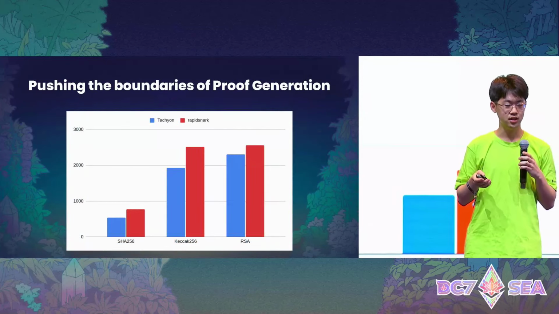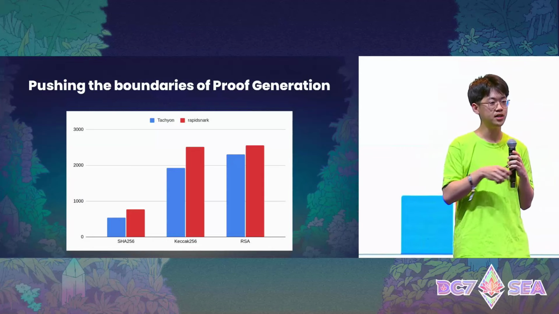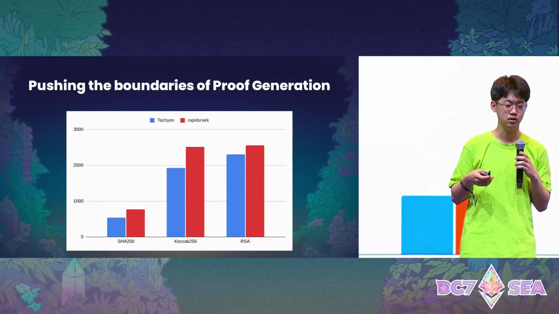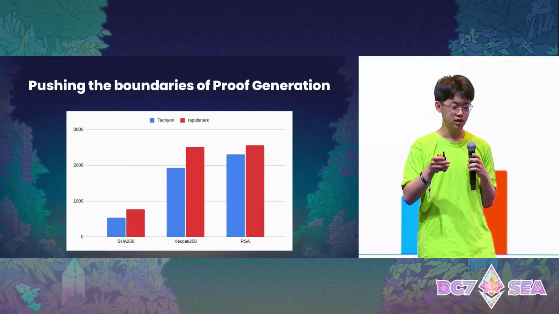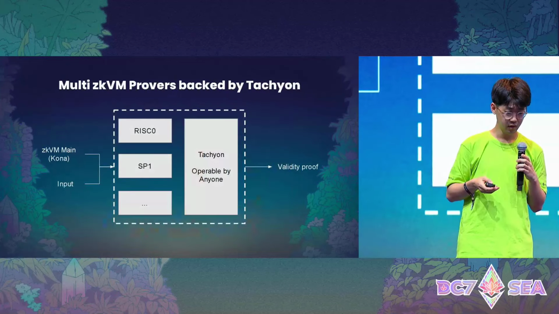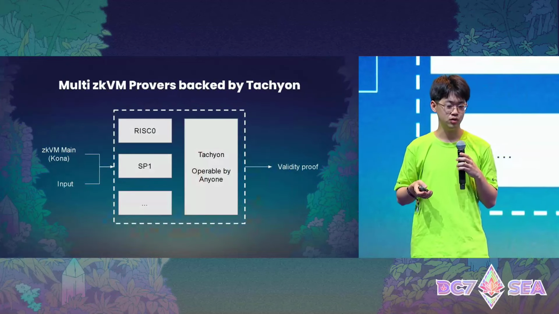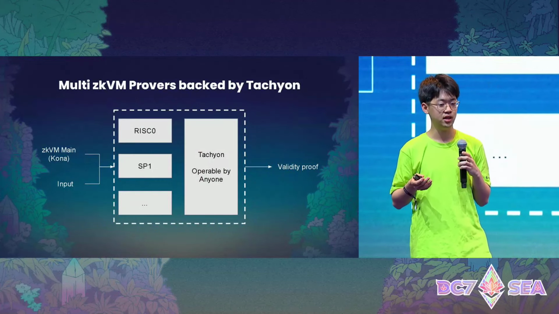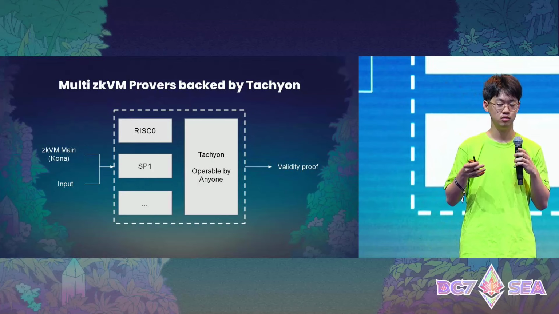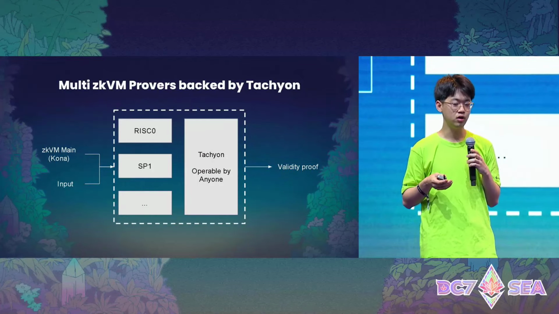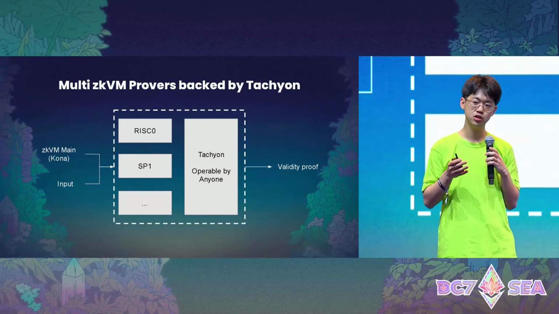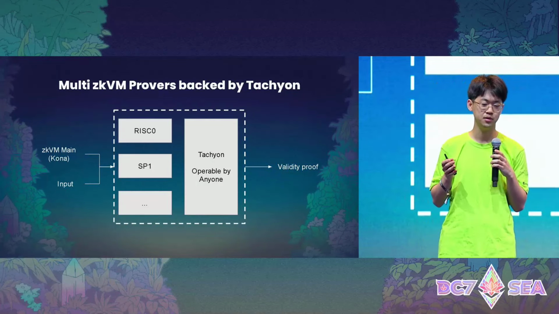And last, since Circom is very widely used in the community, we also optimized a lot in terms of rapidsnark, so it's also faster. And we could wrap up into this one figure: if Chroma has a multi-zkVM prover backing the network, we would also have Tachyon, which is a modular zk backend library that could support all kinds of zkVMs.